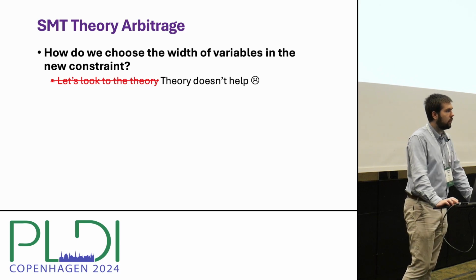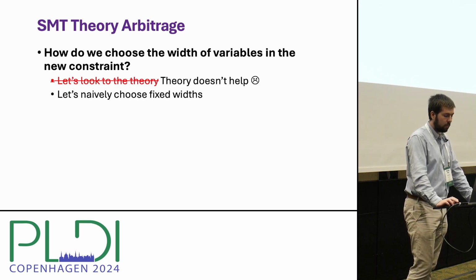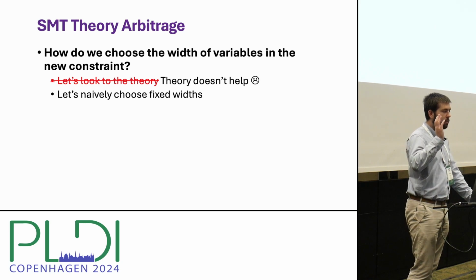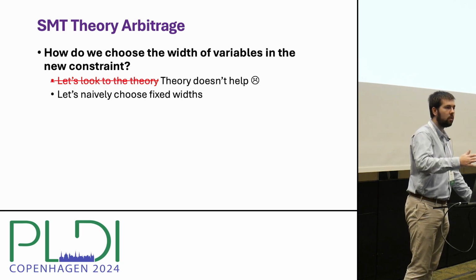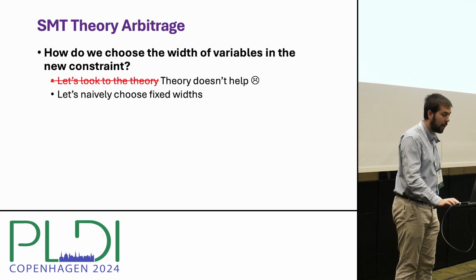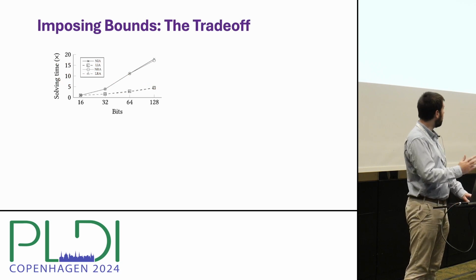The second possibility that might occur is can we pick bit widths that are fixed over all constraints. So let's just pick 16 or 32 and go with that. Can that work? This graph shows the results of doing that.